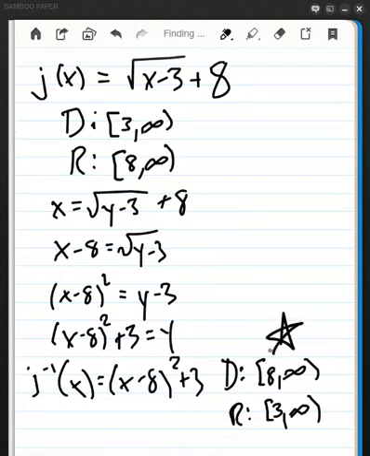So in essence, this has become crucial. If I did not include this, then this function alone, x minus 8 quantity squared plus 3, is not the inverse of this. You have to include the domain restrictions because this is not one-to-one by itself.